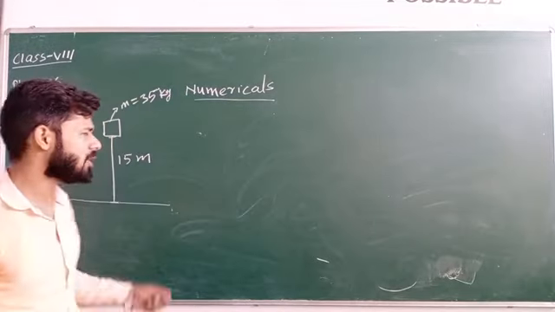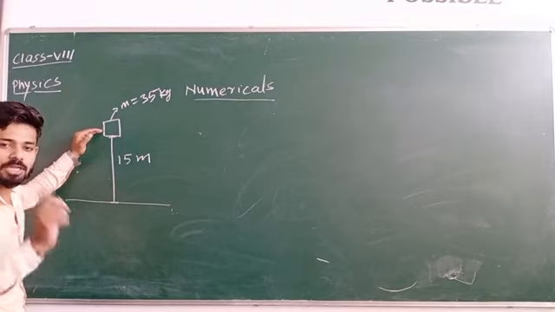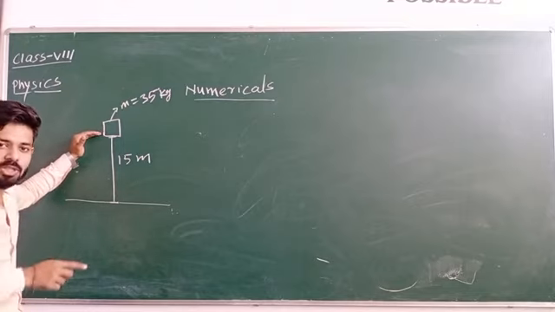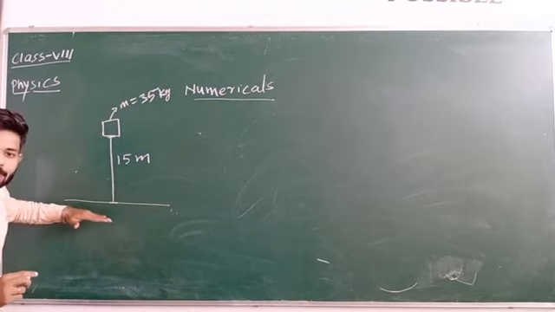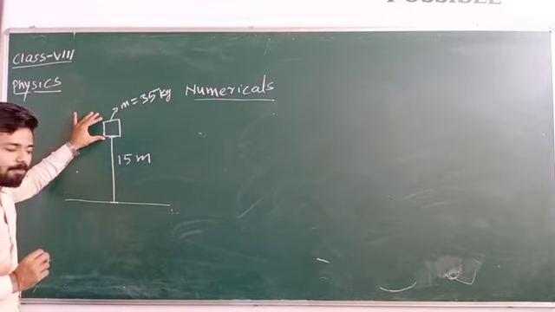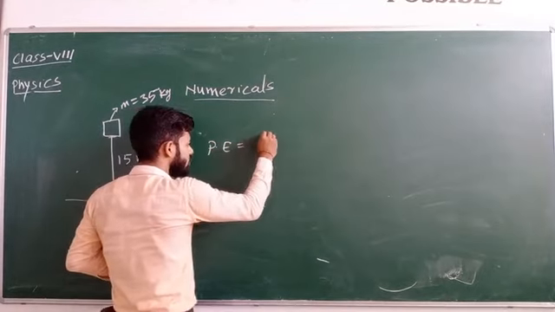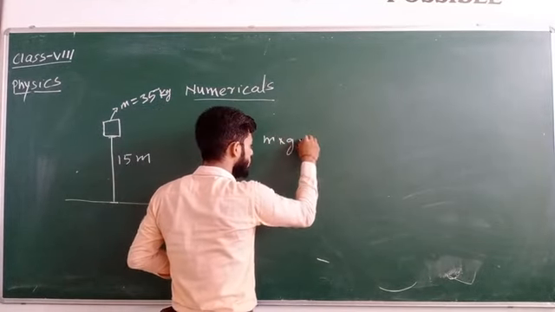Now you have to find the potential energy because this object is at a height. ठीक है, potential energy क्या होती है? Due to its position, shape and size. So here the position is changing, definitely this object contains some potential energy. And the formula of potential energy is m into g into h.